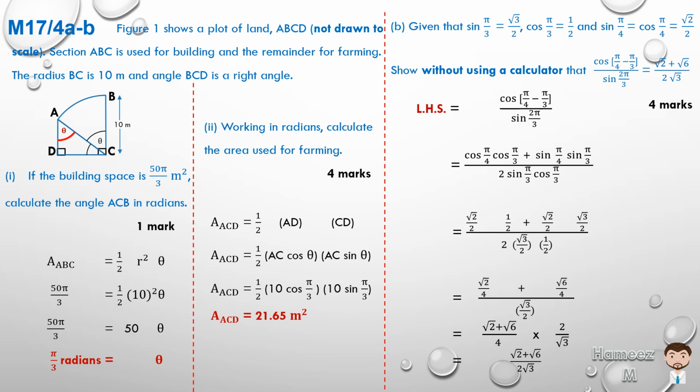3. Because 2 into 2, 1, 2 into 4, 2. Which is equal to the right hand side. As such, we have completed the proof.